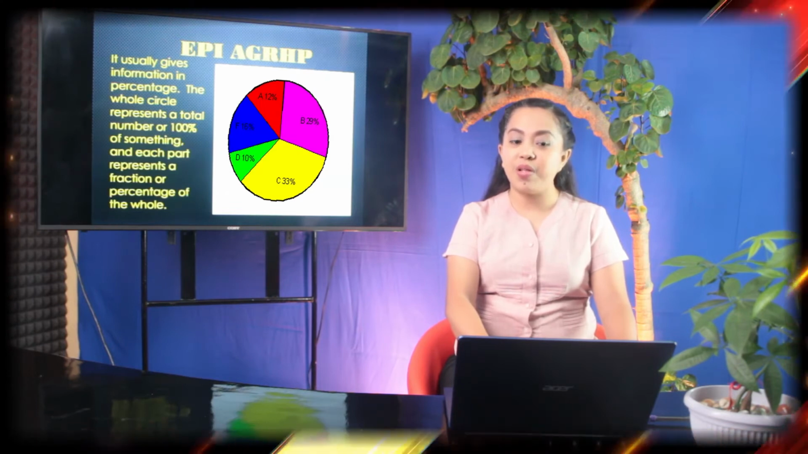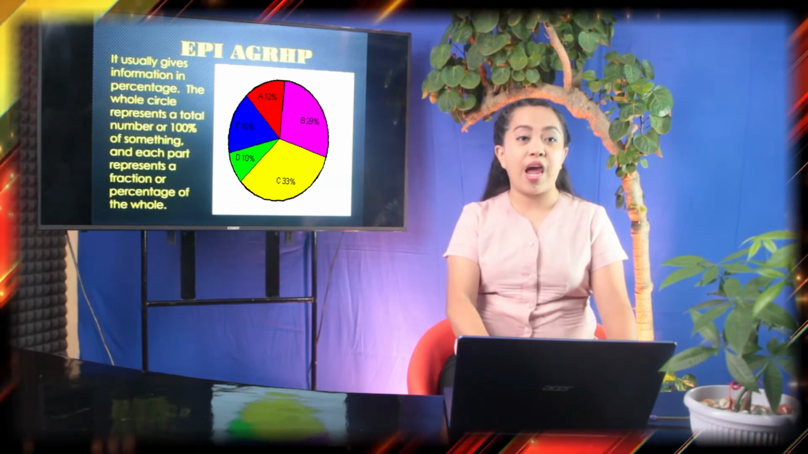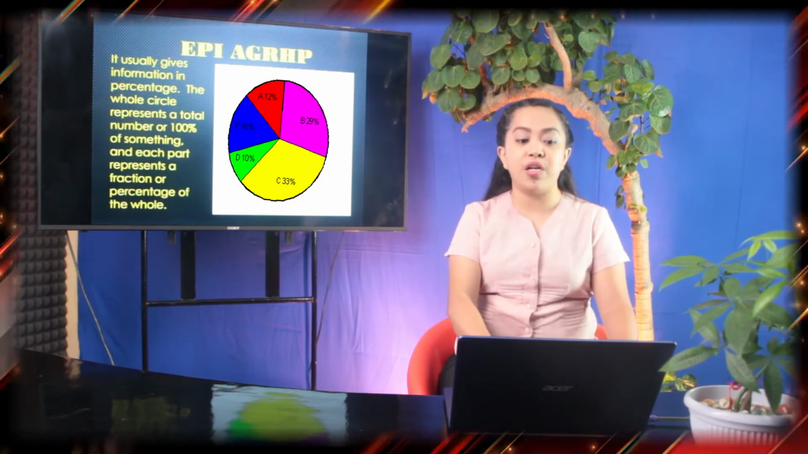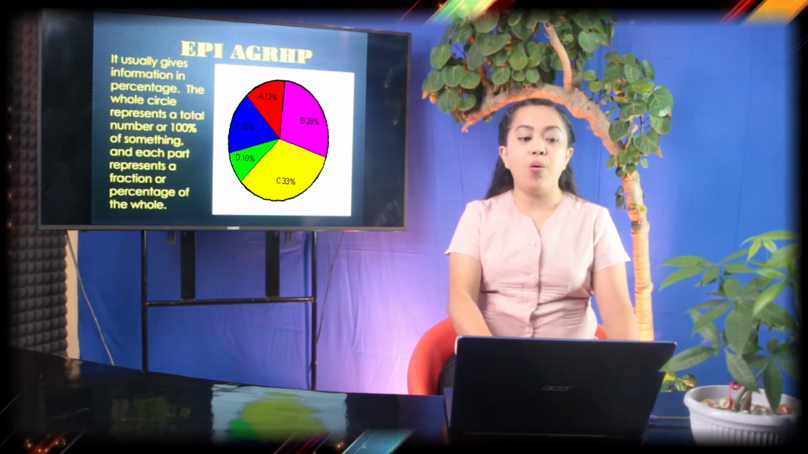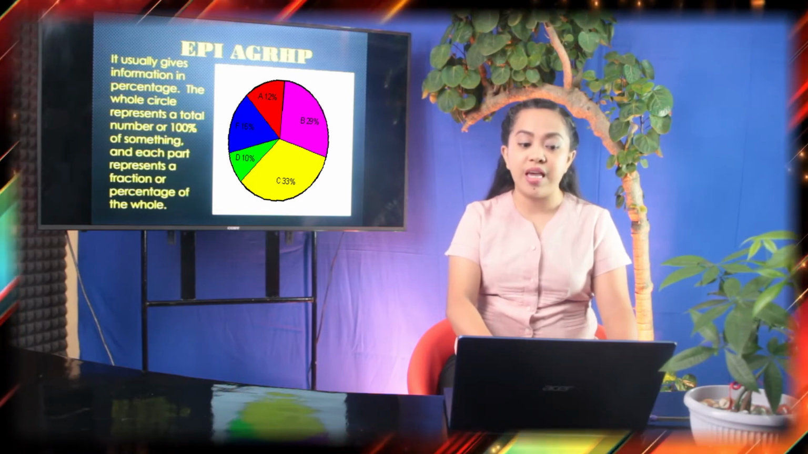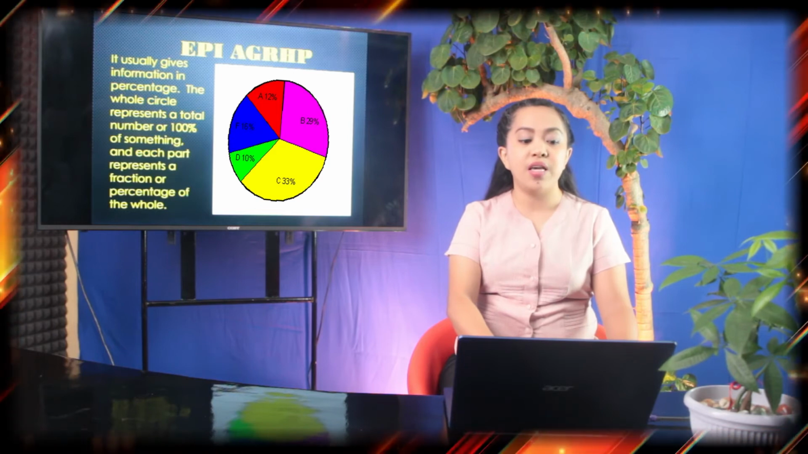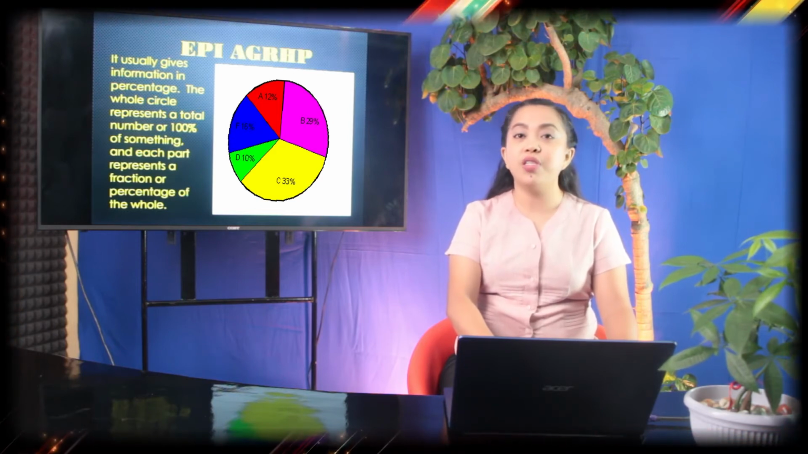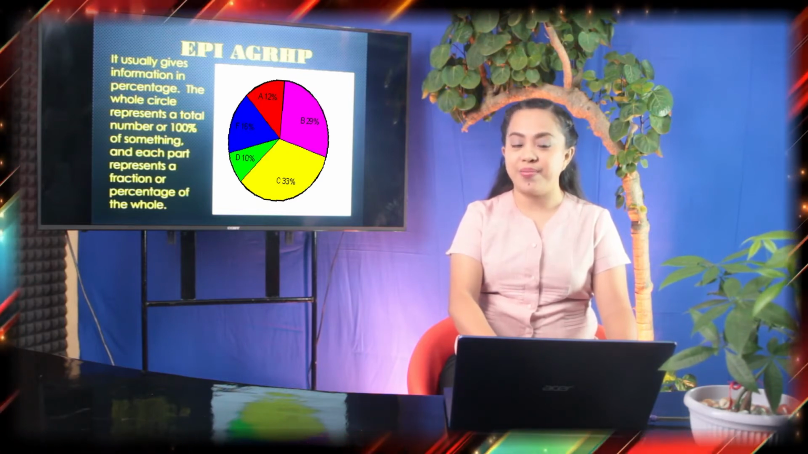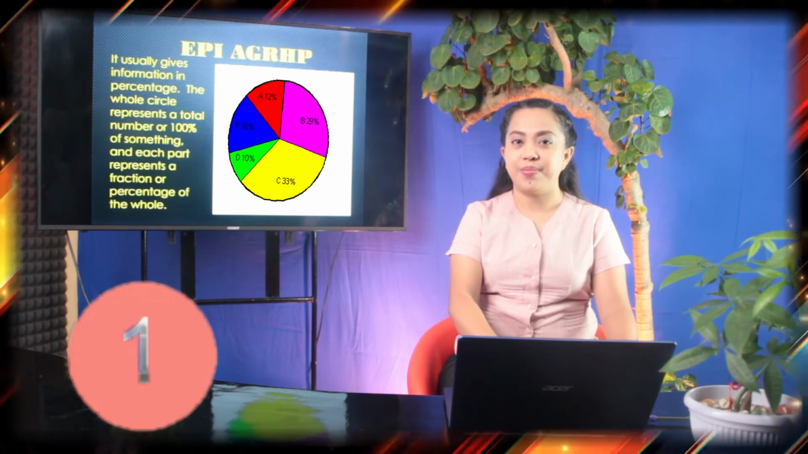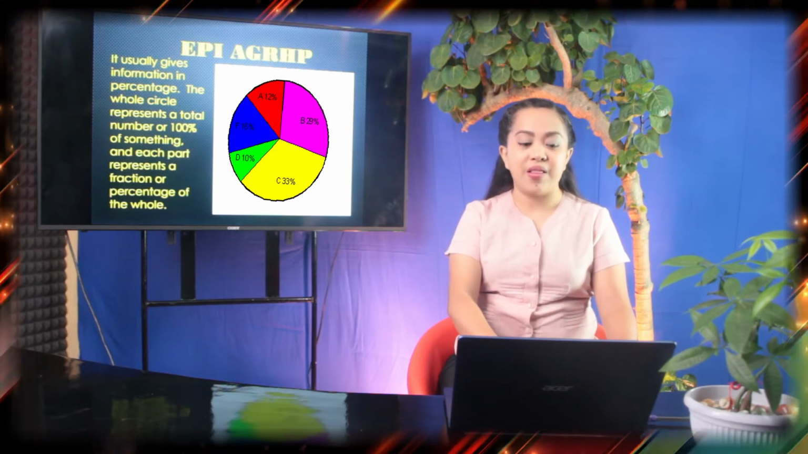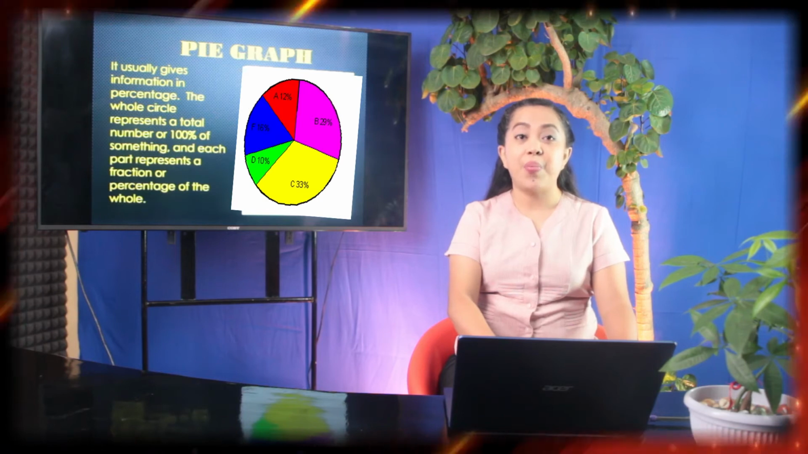Next, scrambled letters: E P I A G R H P. It usually gives information in percentage. The whole circle represents a total number of 100% of something, and each part represents a fraction or percentage of the whole. Time starts now. Time's up, and the correct answer is pie graph.